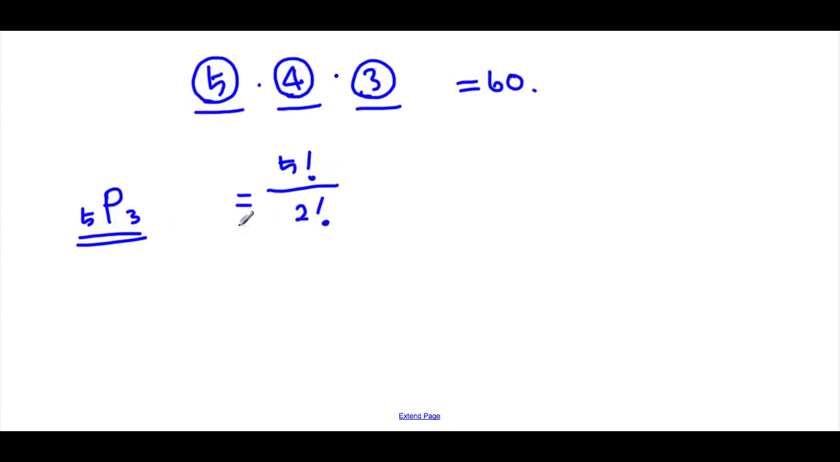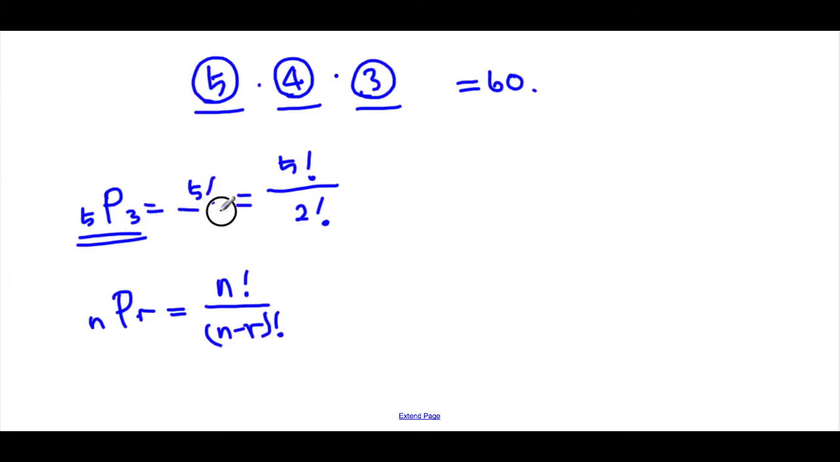Now then, what is the formula? How do you get this? By definition of nPr, that means we're going to arrange r number of things out of n number of things. That's equal to n factorial divided by (n minus r) factorial. Even in this case, 5 factorial divided by (5 minus 3) factorial. Then as you can see, 5 minus 3 becomes 2. So that's how we could have described it.